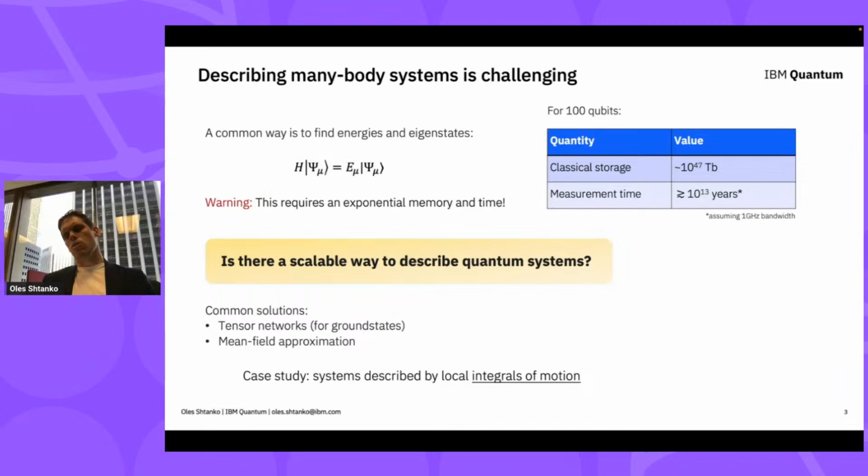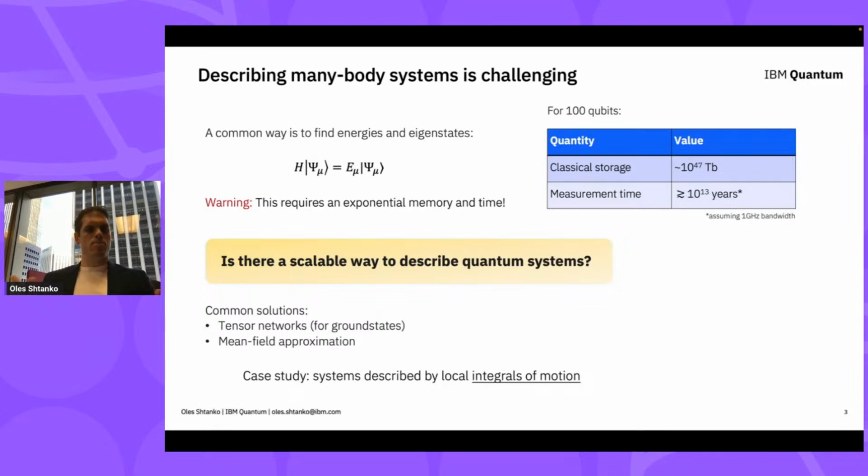But what does learning quantum dynamics really mean? And this is, I think, an interesting question. If you open a textbook, you will see that describing a quantum system usually starts with finding eigenstates and eigenvalues of the Hamiltonian that describes your system. And this looks nice if, for example, you're able to solve this problem exactly.